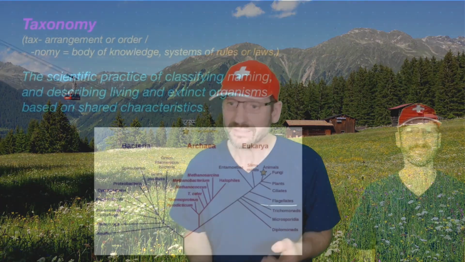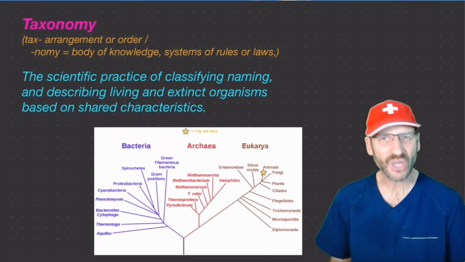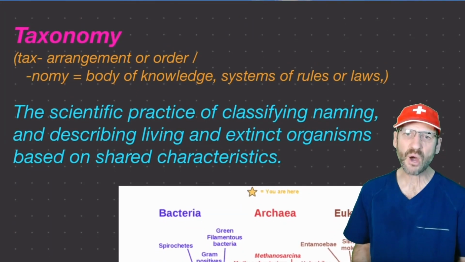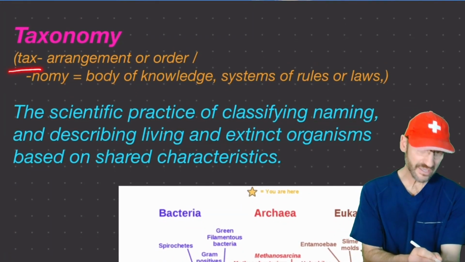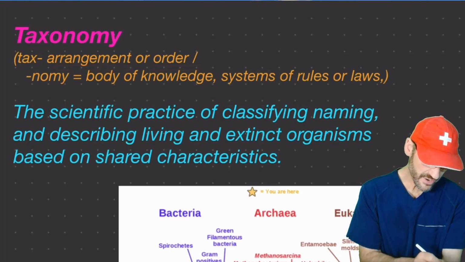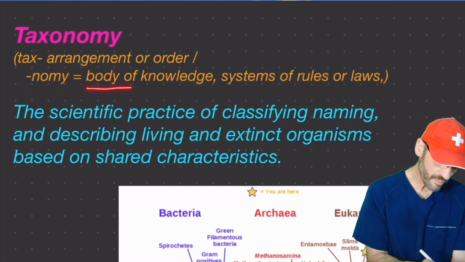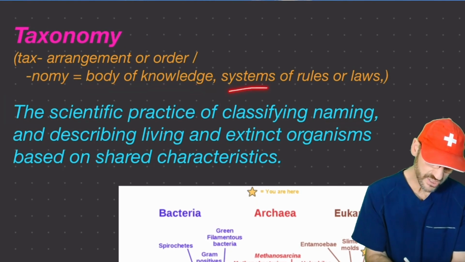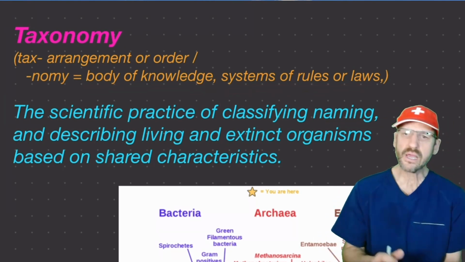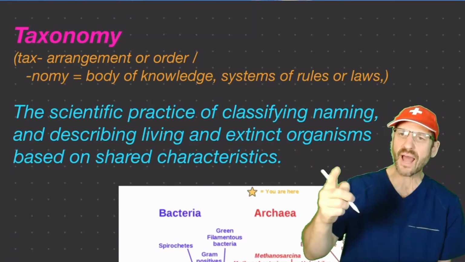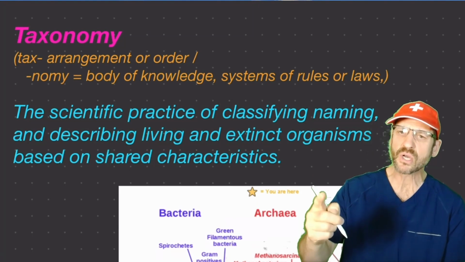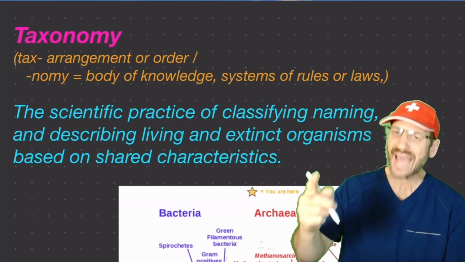Let's talk about taxonomy. The word is made up of the root tax, which means arrangement or order, and nomi, which means body of knowledge or systems of rules or laws. So, the scientific practice of classifying and naming and describing living and extinct organisms based on shared characteristics, that's taxonomy.